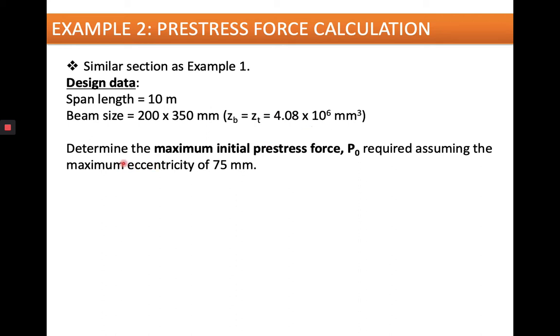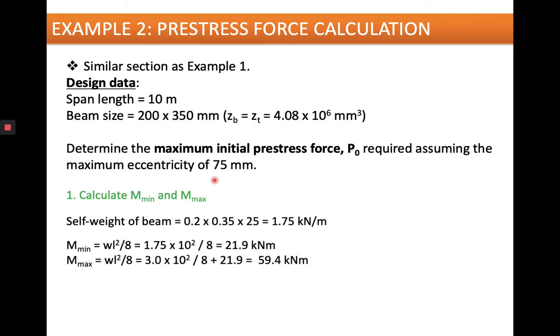Next, we are going to determine the maximum initial pre-stress force P naught required, assuming the maximum eccentricity of 75 mm. We are not given the value of P naught, but we are required to calculate P naught in relation to the maximum eccentricity that has been given, which is 75 mm. First, we start with the calculation of the moment maximum and also moment minimum.